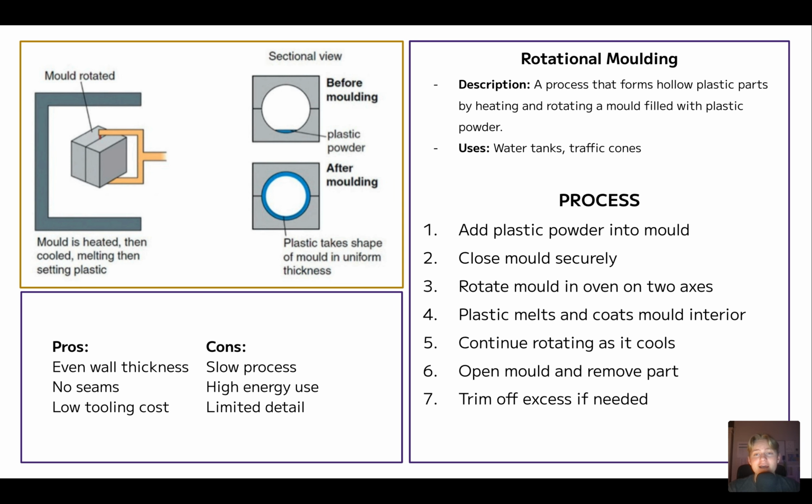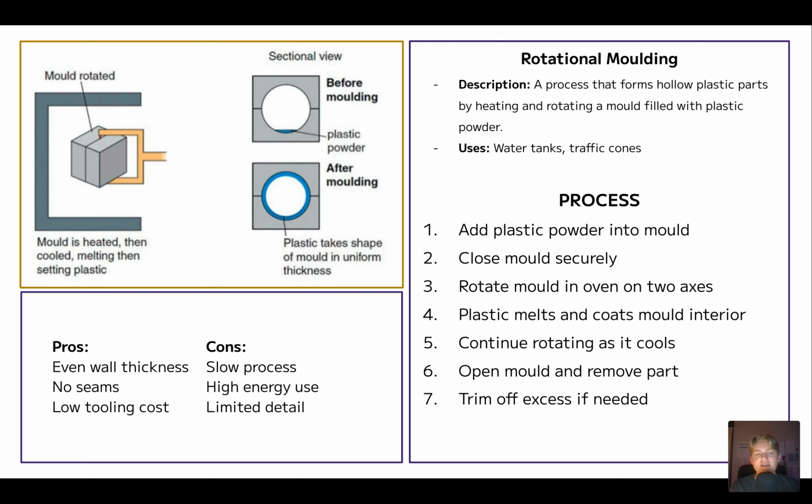Okay, next we're going to look at rotational molding, and that can best be described as a process that forms hollow parts. So similar to blow molding, it's forming a hollow part by heating and rotating a mold filled with plastic powder. So parts that we're creating with this would be like water tanks or traffic cones, anything that's quite large where blow molding wouldn't be as appropriate.